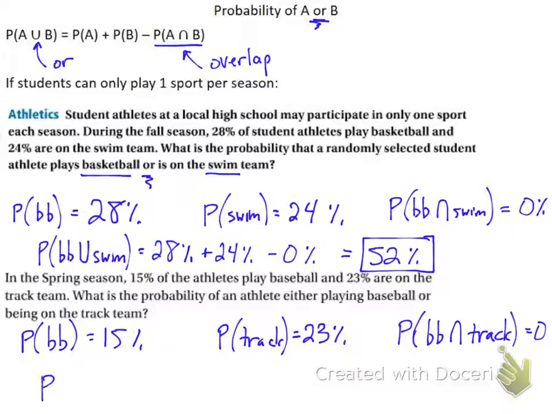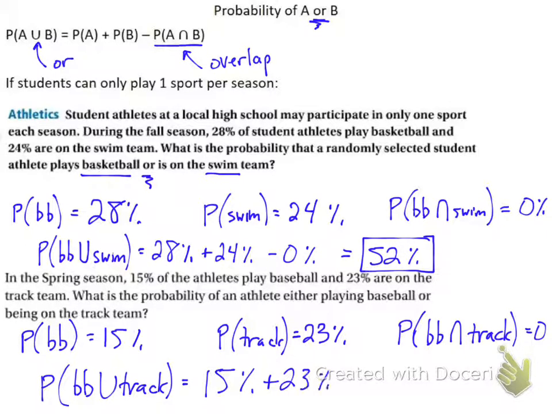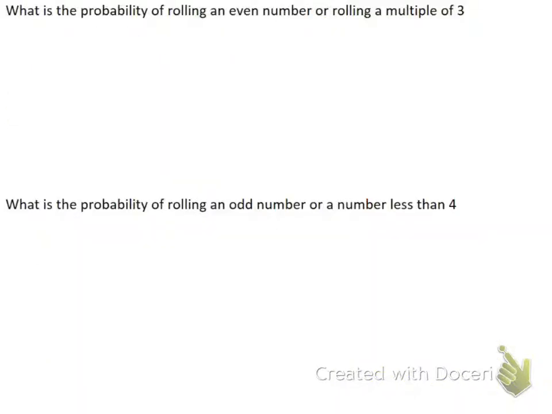And so again, the probability of playing baseball or track is I'm going to take the two probabilities, add them together, so 15% plus 23%, and then subtract off the 0%, and so I get 38%. Okay? And so these are where I'm actually going to have some overlap, so I need to make sure that I pay attention to where the overlap's happening here.